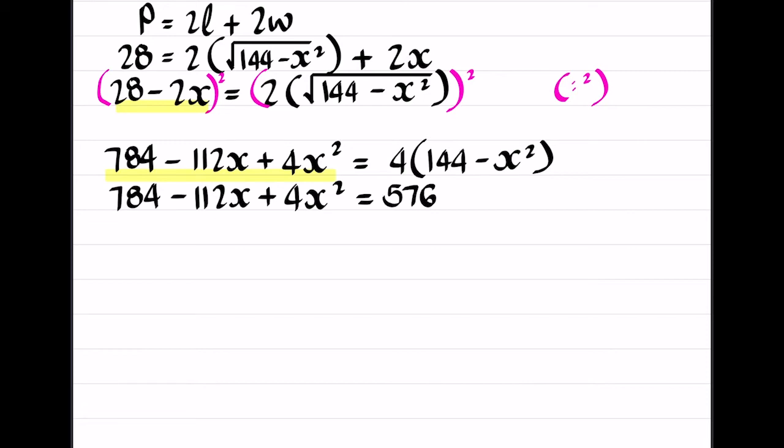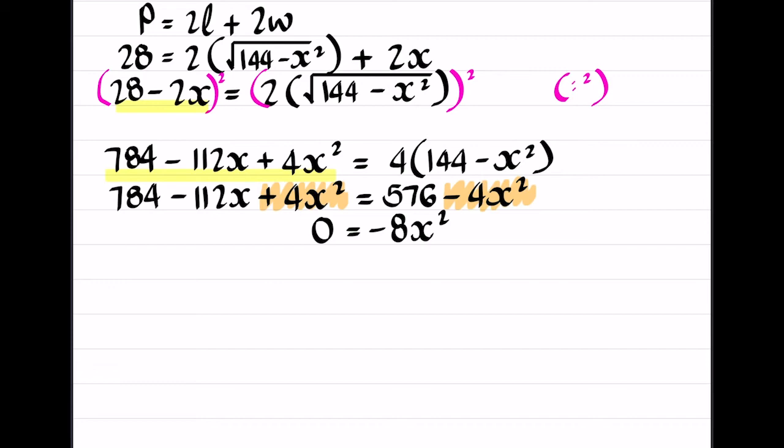576. 4 times negative x squared is negative 4x squared. Now I'm going to group my like terms. So I'm going to have 0 equal to, I have positive 4x squared on this side. This side is a negative 4x squared, so the negative 4x squared stays the same. The positive 4x squared, when it goes across, becomes a negative 4x squared. And negative 4x squared minus another 4x squared is negative 8x squared.